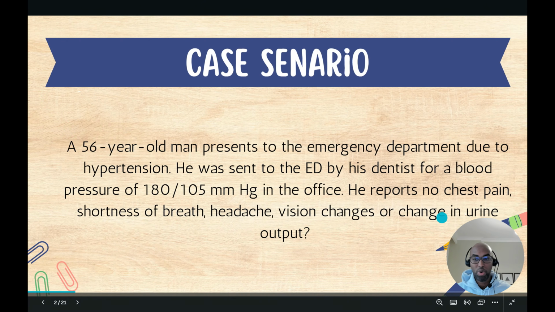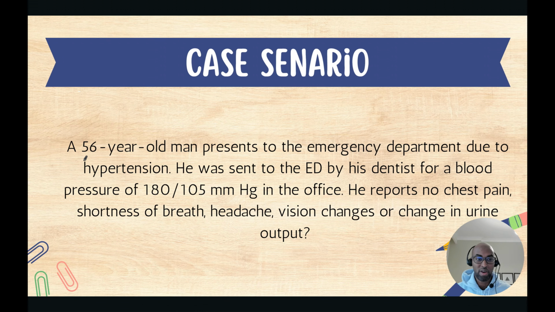scenario. Our case scenario here is a 65-year-old male patient, and this patient came to the emergency department due to hypertension. But the patient was sent to the ED by his dentist. This is the main thing here. We have to know the patient didn't come because of the high blood pressure. He doesn't know his blood pressure is elevated, but this patient was visiting the dentist for a dental issue. And the dentist discovered that his blood pressure was 180 over 105. Then they sent the patient to the ED.